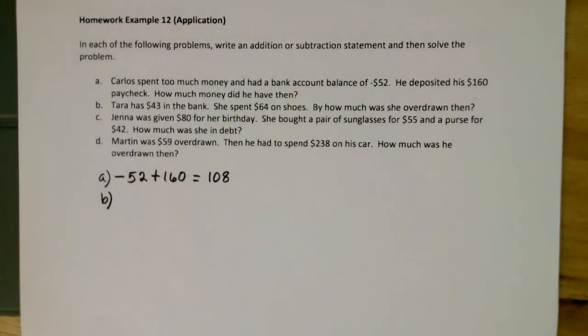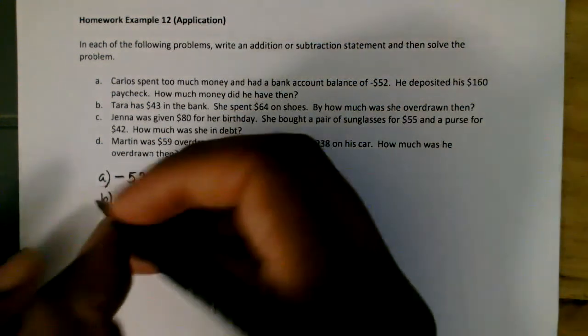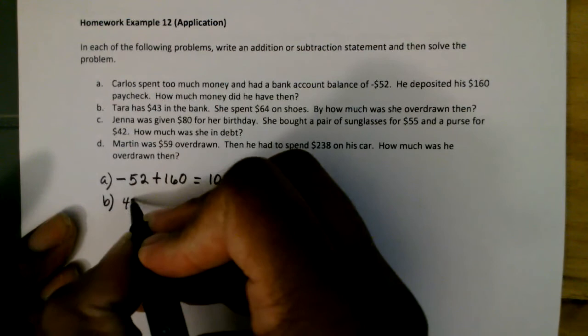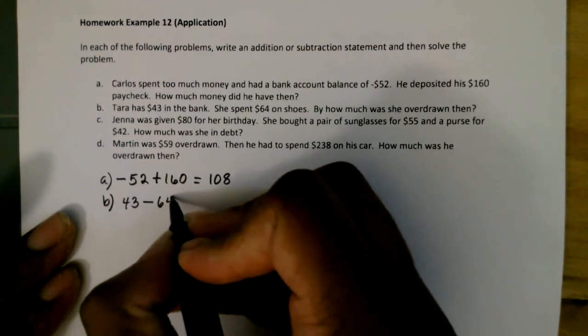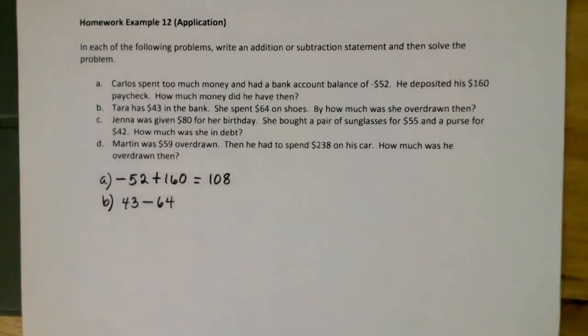Part B. Tara has $43 in the bank. She spent $64 on shoes. By how much was she overdrawn then? She had $43 in the bank. So she spent 64 on shoes. So that's minus 64. So it'd be 43 minus 64.